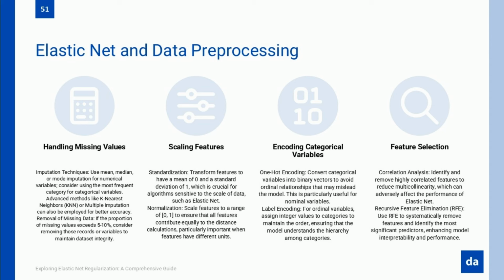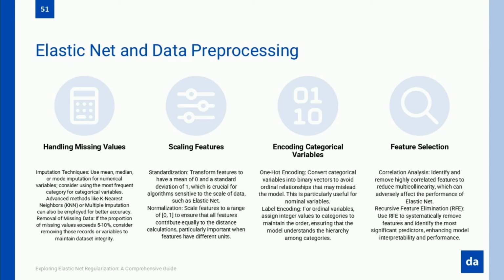In real-world datasets, missing values are common, especially in fields like healthcare and finance. Simply ignoring them can introduce bias, while filling them incorrectly can distort patterns. Common techniques include mean imputation, median imputation, or predictive modeling-based imputation to estimate missing values. Elastic Net is somewhat resistant to missing data because it shrinks irrelevant coefficients, but a well-prepared dataset still leads to better stability.